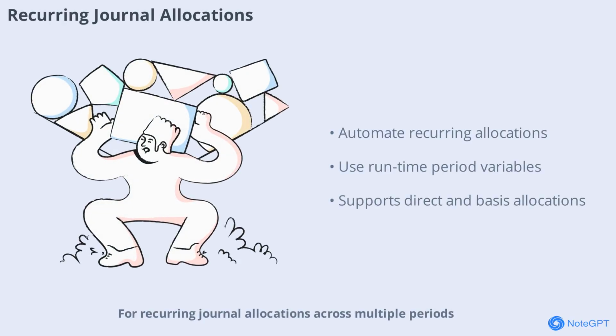Recurring journal allocations across multiple periods, you can create a formula rule that assigns balances from a source pool to a target account. The accounting period can be set as a runtime variable, allowing the rule to execute monthly or for all periods at once. This approach streamlines the allocation process and ensures consistency across reporting periods. If your allocation depends on a basis, you can also configure the rule accordingly to meet specific business requirements.